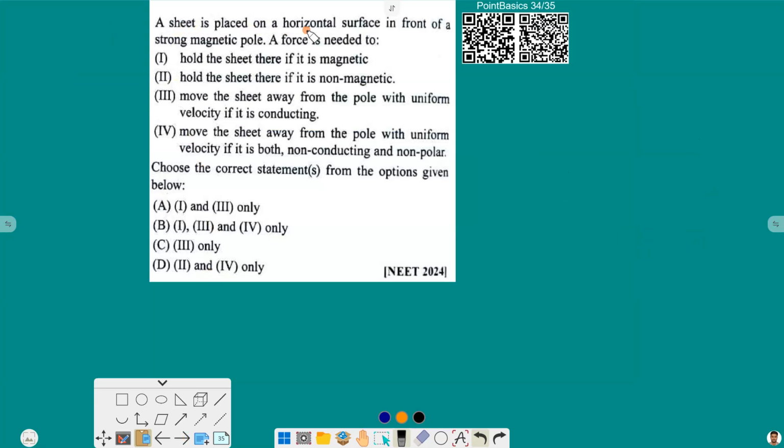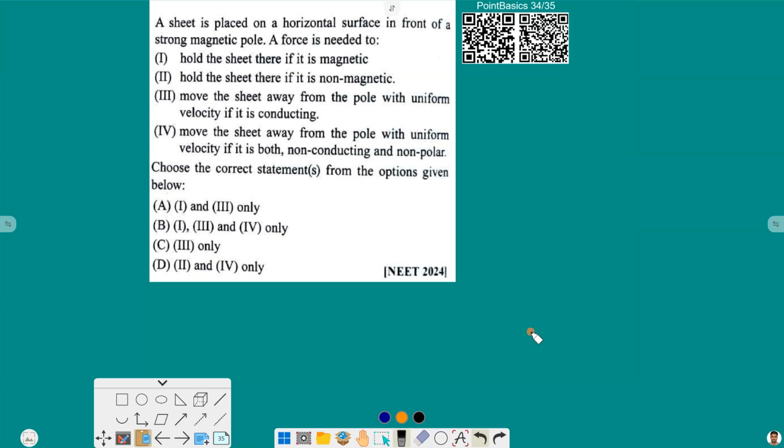A sheet is placed on a horizontal surface in front of a strong magnetic pole. The force is needed to hold the sheet if it is magnetic, hold the sheet if it is not magnetic, move the sheet away from the pole with uniform velocity if it is conducting, and move the sheet away from the pole with uniform velocity if it is both conducting and not conducting. Now we know that magnetic forces are applicable only on magnetic materials, so magnetic force only acts upon magnetic materials.